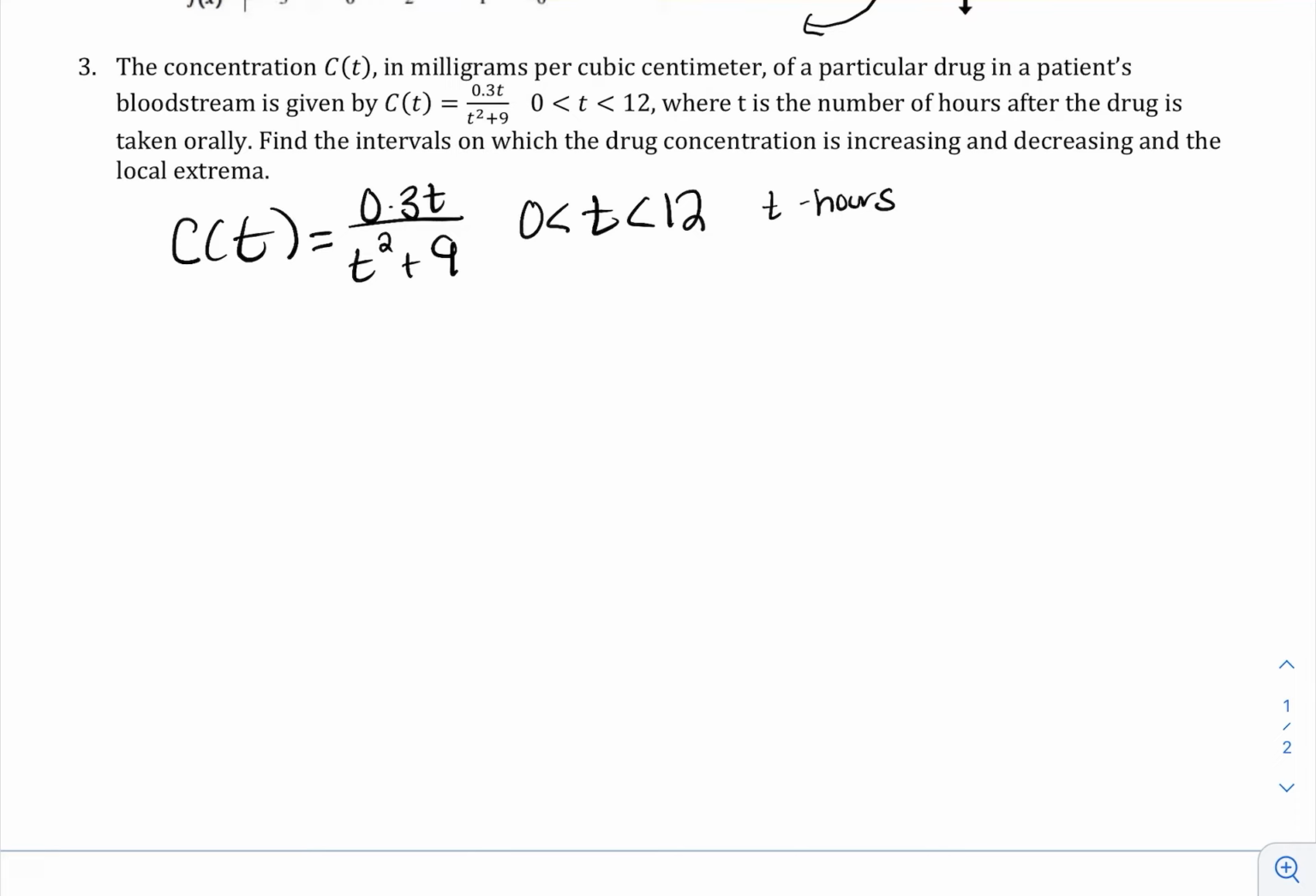Find the intervals on which the drug concentration is increasing, decreasing, and the local extrema. So again, because it's a rational function, we're not graphing this yet. That's going to come later. So right now, we're just going to find intervals of increase and decrease.